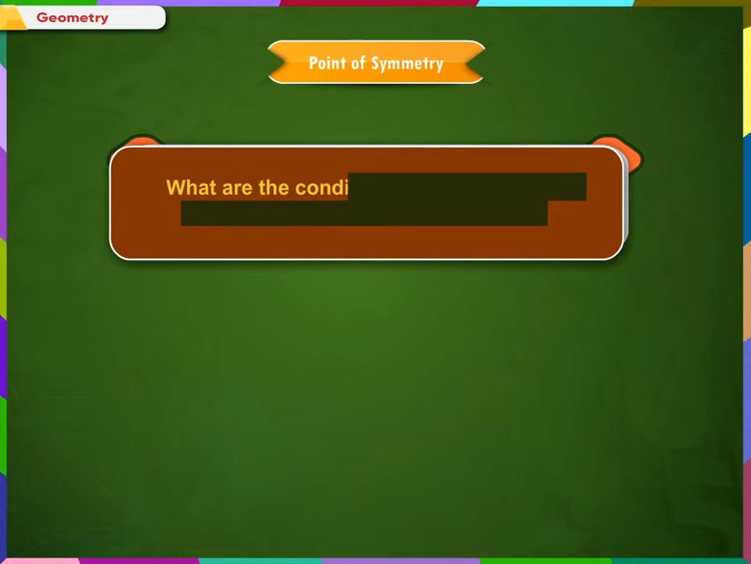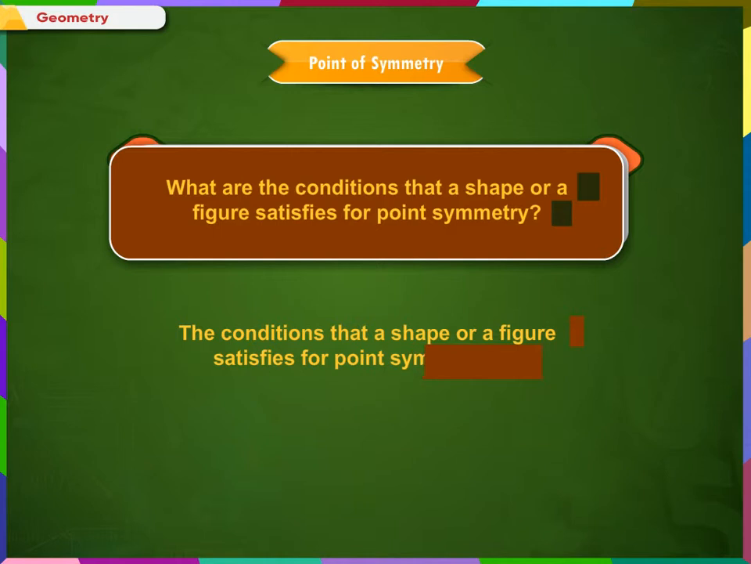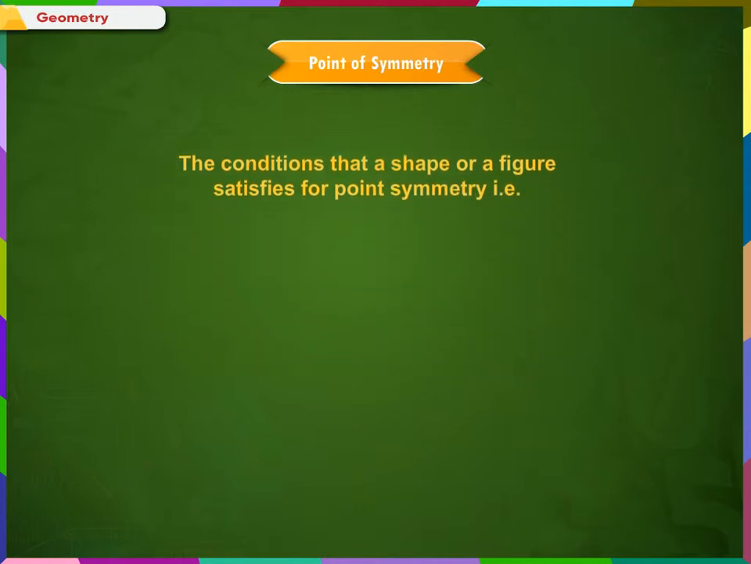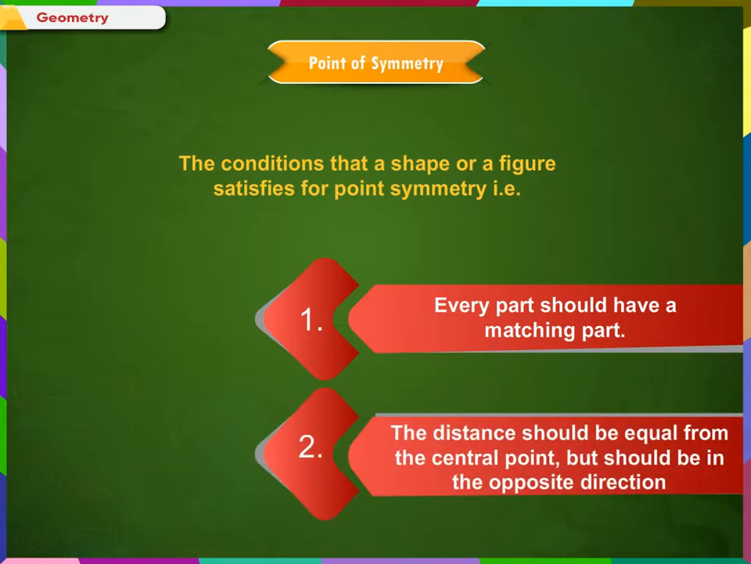What are the conditions that a shape or a figure satisfies for point symmetry? The conditions are, 1. Every part should have a matching part. 2. The distance should be equal from the central point, but should be in the opposite direction.